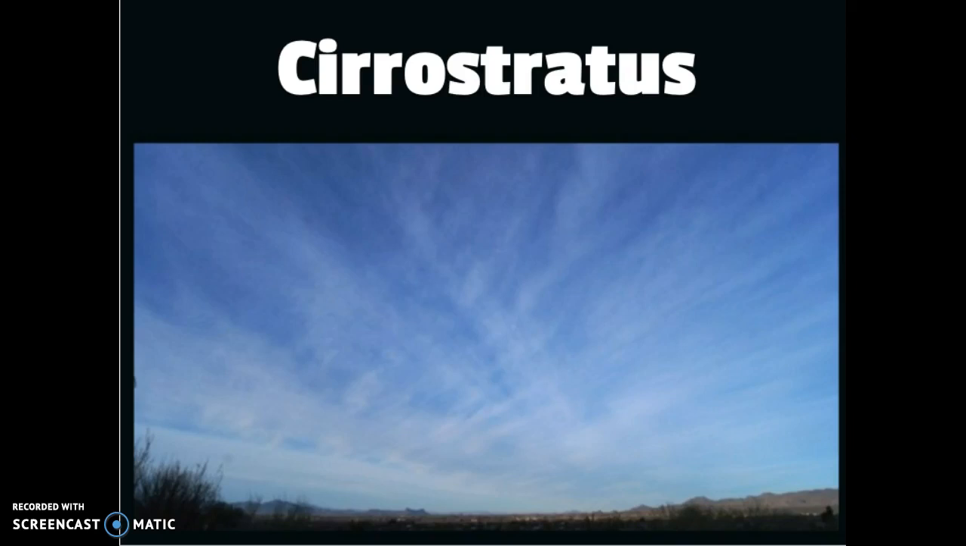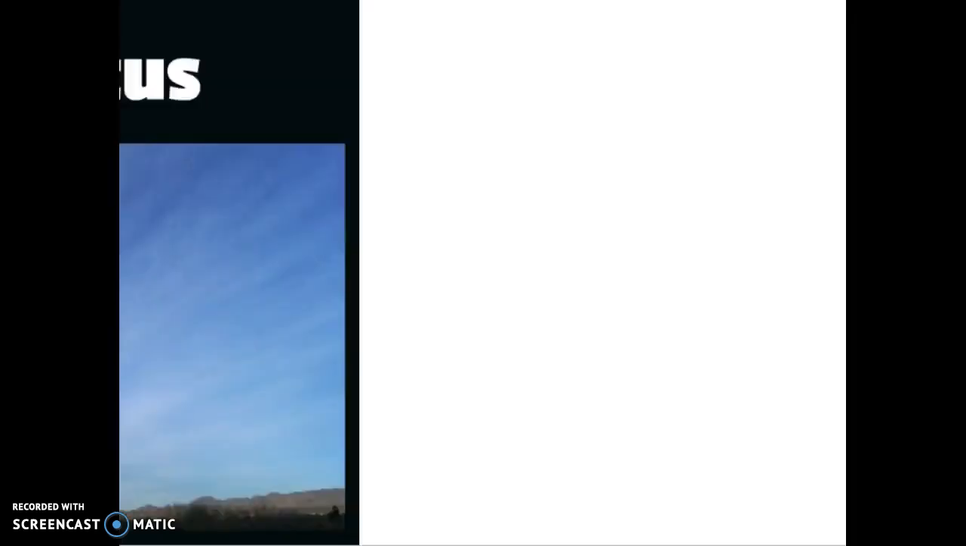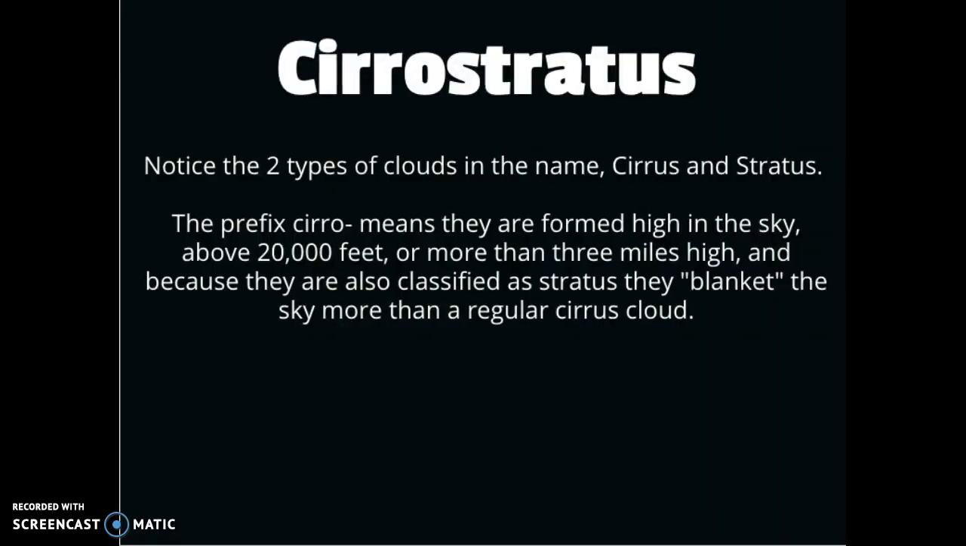Stratus clouds. And if you look at this picture, it looks like a combination of cirrus and stratus clouds, doesn't it? It blankets the sky. It's not as thin and wispy. It doesn't look like hair. It looks like very thin stratus clouds, and they're very high, which is exactly what these are. We talked about the two types of clouds in the name, cirrus and stratus. They're formed high in the sky. They do blanket the sky, but you can still see through them a little more than a regular stratus cloud. Cirrostratus.